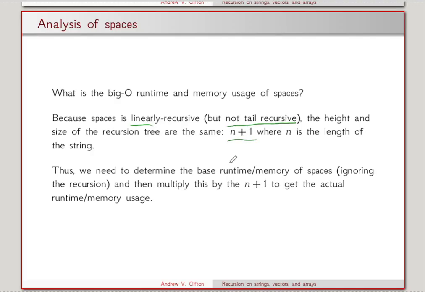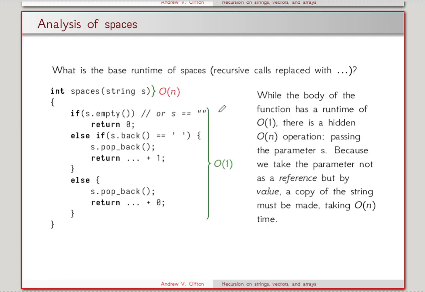So we just need to figure out what is the base runtime and memory usage of the function itself, ignoring the recursion, and then we multiply those by n plus 1 to get the actual runtime and memory usage. So if you just look at this function here, let's do this, pretend that's not there. It's not there. You didn't see that. You might be like, oh, this is a nice O of 1 function. We used pop back specifically because it's O of 1.